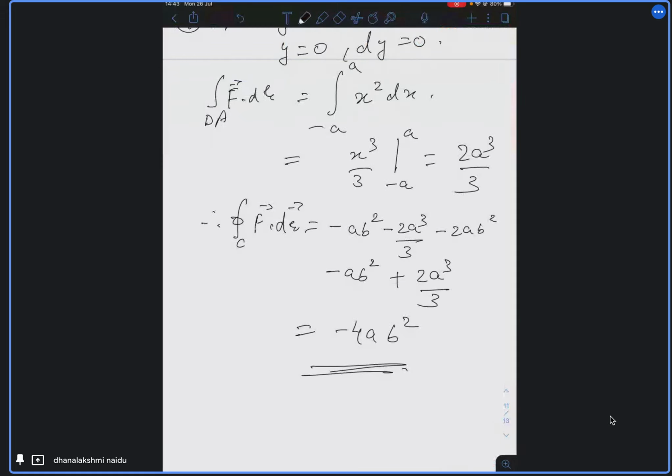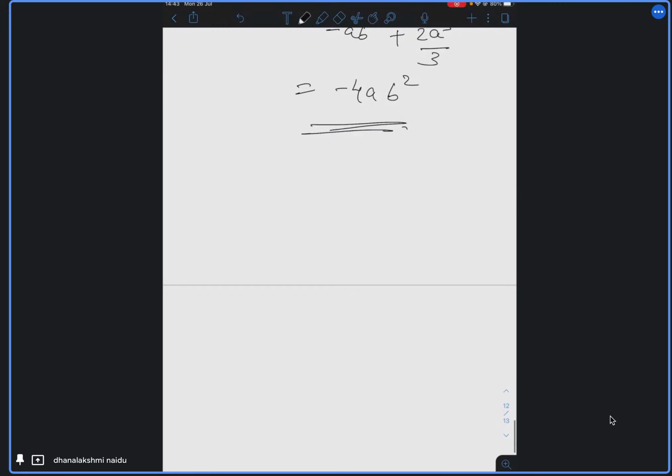Okay, understood the Stokes theorem? Yes, ma'am. So I think with this, this is the last topic of this unit. With this we are done with the 5th unit also. I'll give few more problems related to this Stokes theorem.